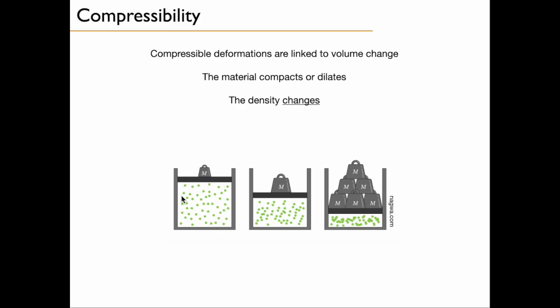Think about this material here. This could be, for example, a gas in a box with a load on top. If you change the weight of the load, you make it really large, then you see that the volume is decreasing. So the material here is compacting under a deformation. This also implies that the density of the material here is increasing with compaction. So that's the case of a compressible fluid. So this can be a gas, for example.